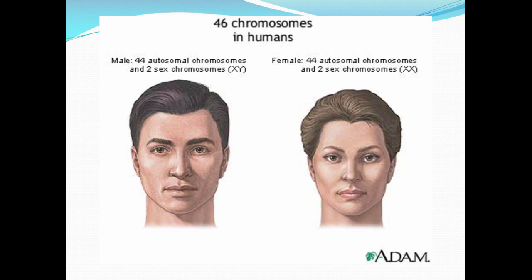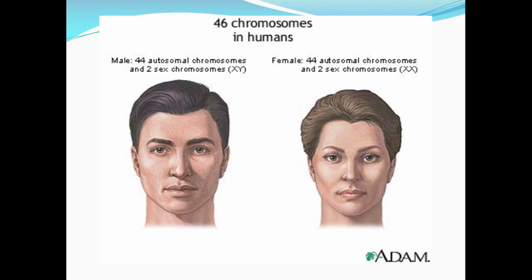So we talked about how the 23rd pair is your sex chromosome. So males have 44 total autosomal chromosomes and 2 sex chromosomes. What makes males is the Y. If you have an XY for your last pair, both being dominant, as you can tell because they're both capital, then you will be a male. Females have 44 autosomal chromosomes and 2 X for their sex chromosomes.